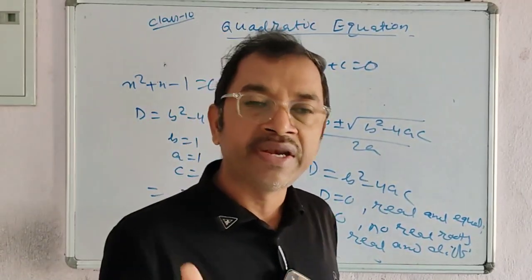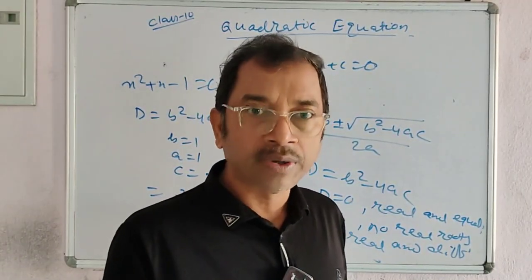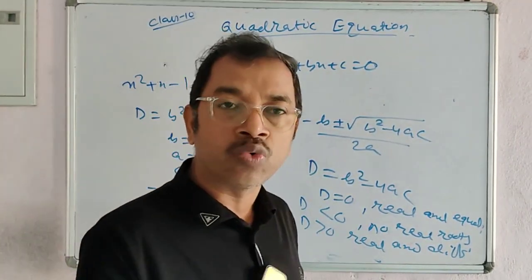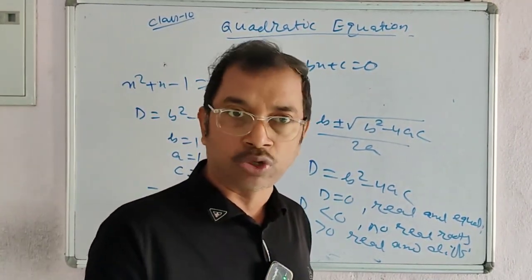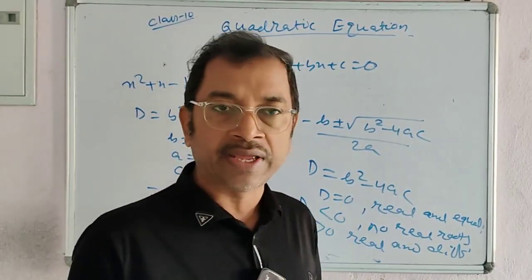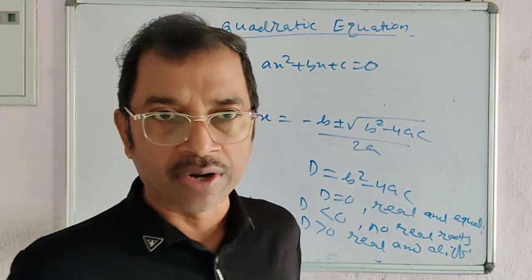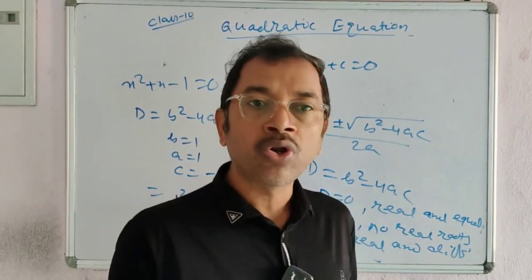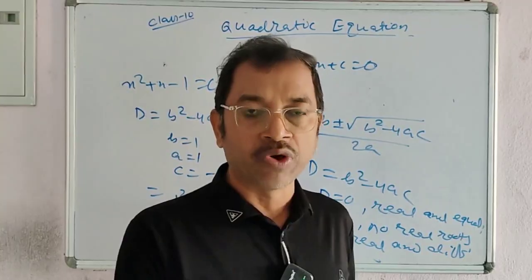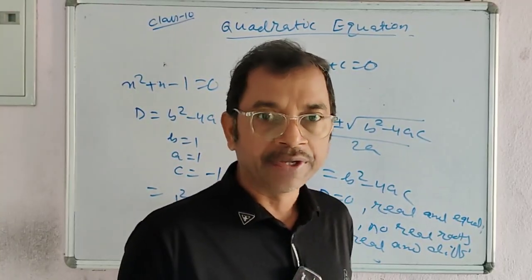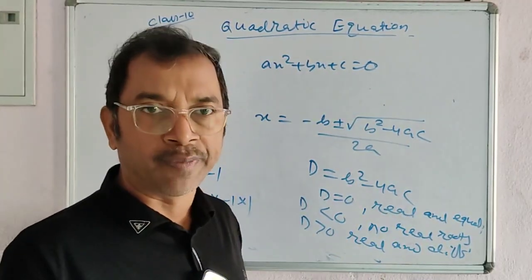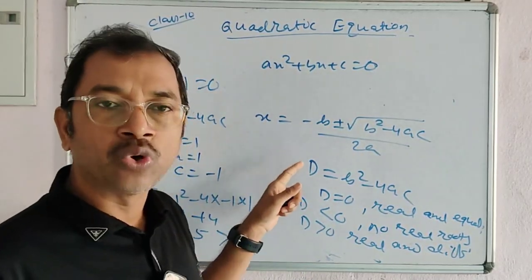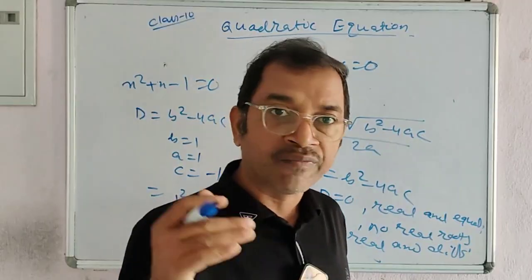So the third topic was the nature of the roots. How do you know? After just observing the D value, whether the roots are real, equal, unequal, whatever, this is called the nature of the roots. If D equal to 0, roots are real and equal. If D less than 0, no real roots. If D greater than 0, then real and distinct, unequal, different, whatever you say. Okay, so these are the topics. Another is word problems related to this. So this is all about the theory part. In the coming class, I'll do a lot of questions.